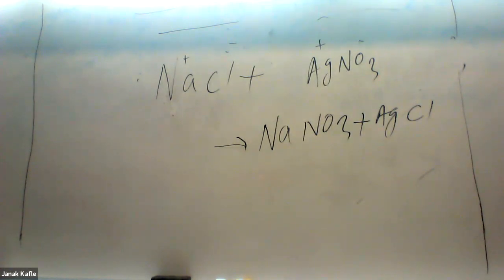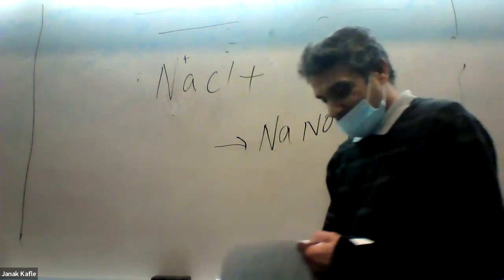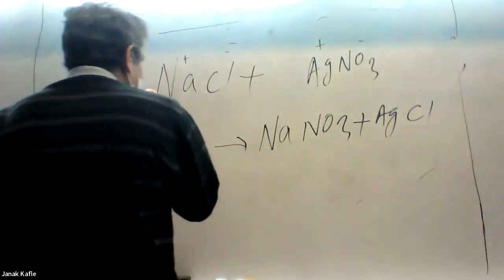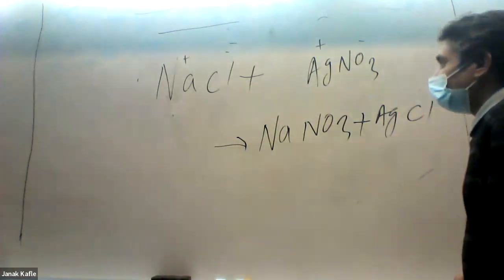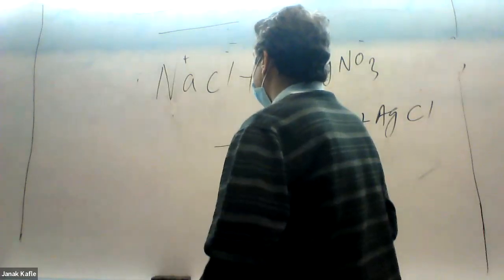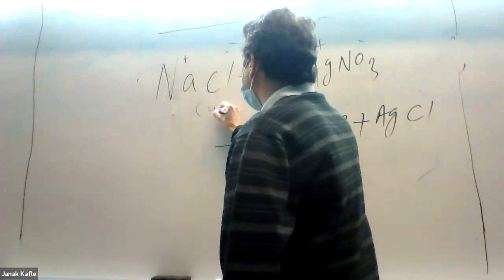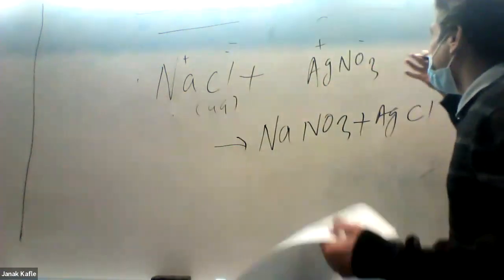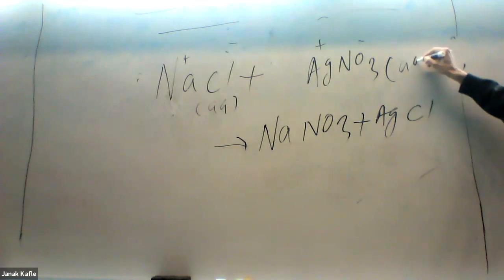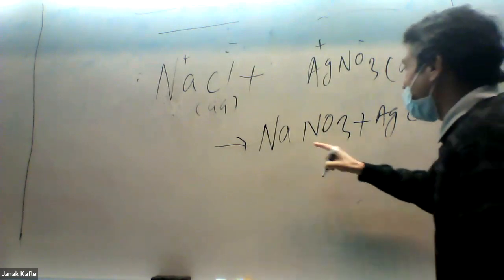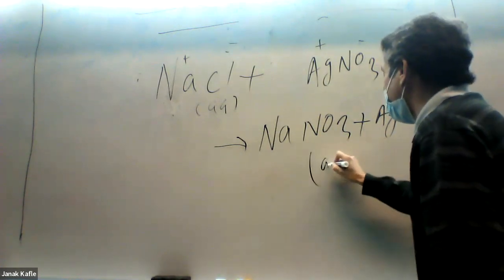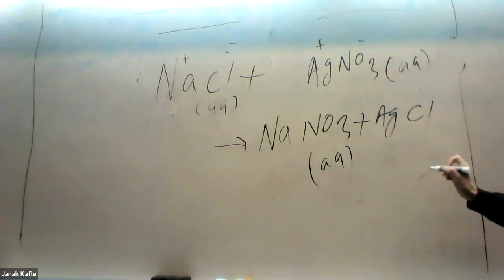Any question? This kind of reaction is called an exchange reaction. Since this reaction is done in water, sodium chloride completely dissolves in water, so we write (aq). AgNO3 is also completely dissolved in water, so we write (aq). Sodium nitrate completely dissolves in water, we write (aq). But AgCl does not dissolve in water.